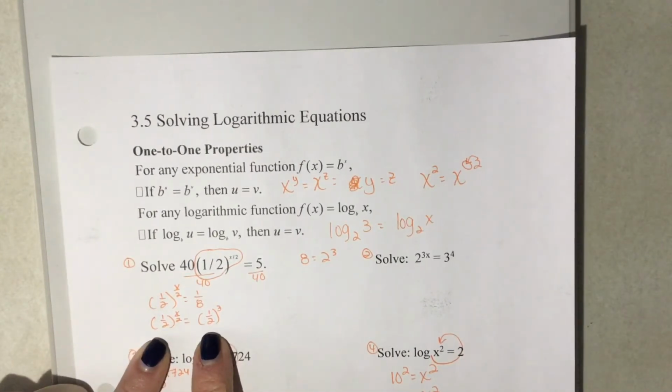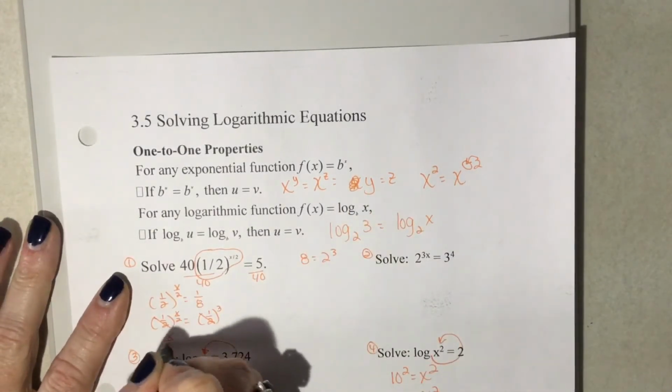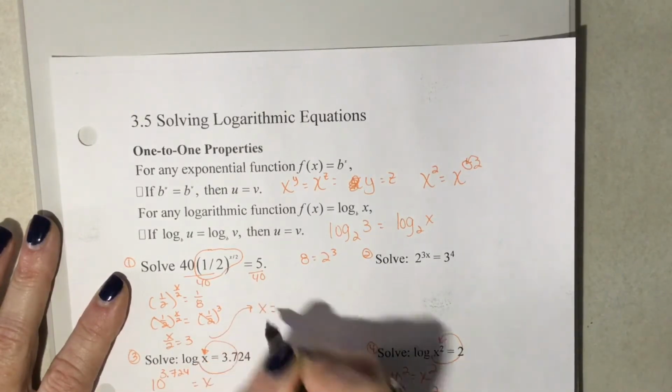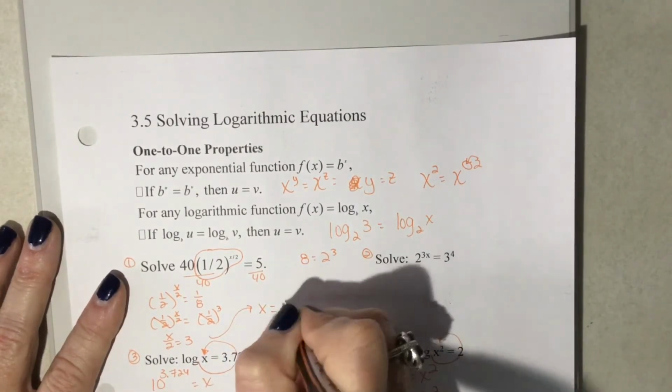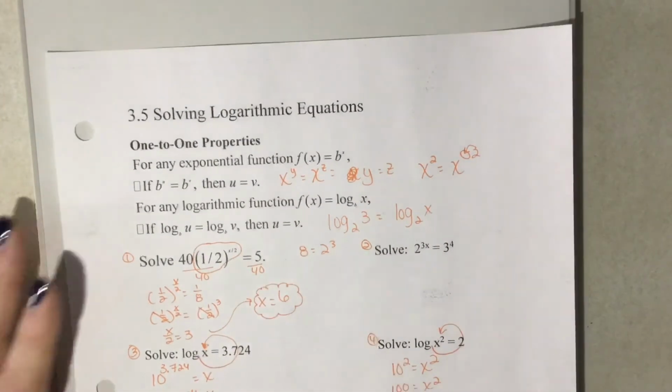Have I now created same bases? What can happen to those? You can take those away. I can. So I'm left with x over 2 is equal to 3. Therefore, x is 6. x is 6.